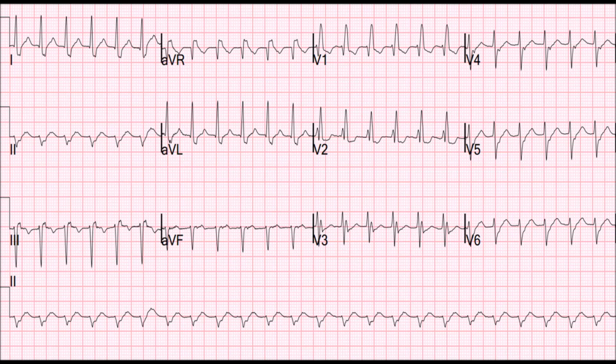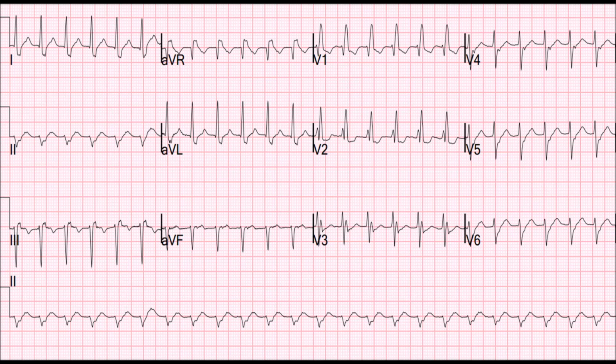We never call flutter SVT because it's flutter, okay? But technically they are SVT, okay? Atrial fibrillation is also SVT, but we just call it atrial fibrillation because it's so obvious. See, we like to see things that are obvious. Everything that's not obvious, let's just give it a name, right? So SVT really is anything above the ventricle, which is broadly atrial fibrillation, atrial flutter, and then you have the rest, that is part of the SVT, okay?